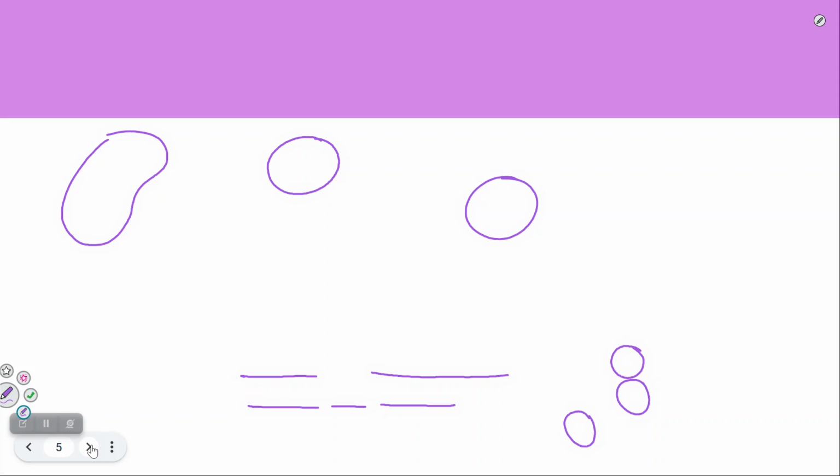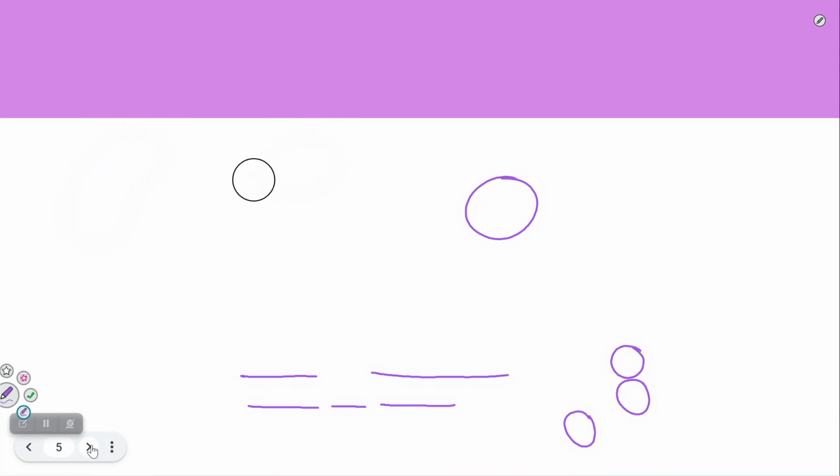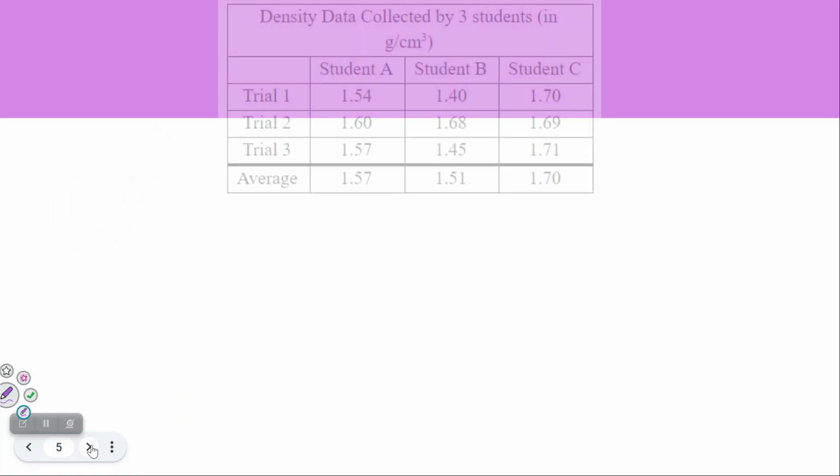Okay, let me erase all these markings here so that we can talk about the example problem. Everybody's good? Yay! All right, example problem.